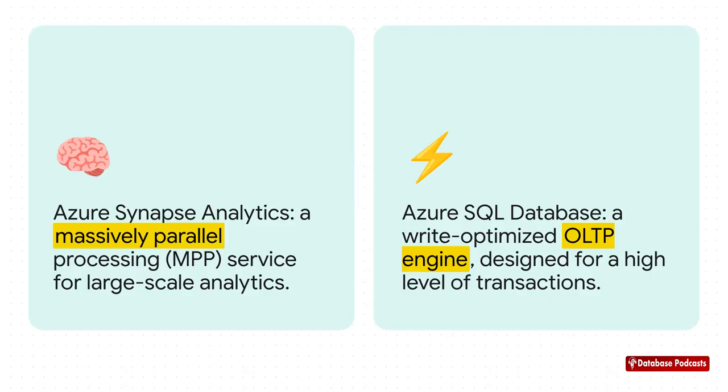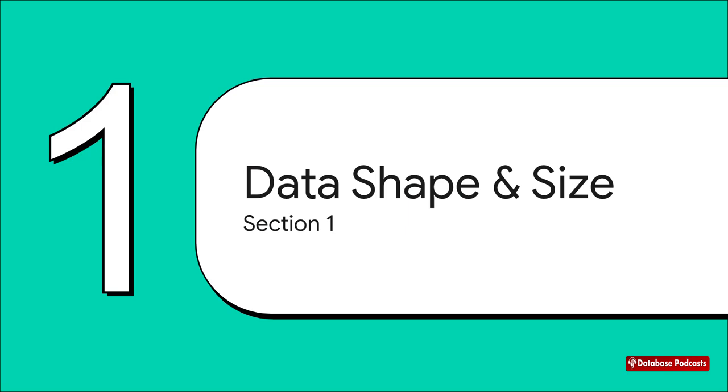Before we get into the weeds, let's just zoom out for a second and look at the big picture. Think of Azure Synapse as this beast for massive scale analytics. It's designed to just chew through enormous data sets for really complex queries. Now, Azure SQL Database, that's your champion for what we call online transaction processing, or OLTP. Basically, it's a rock star at handling a ton of smaller, simultaneous transactions like you'd see in an e-commerce site. This one core difference is going to be key, so keep it in the back of your mind as we go.